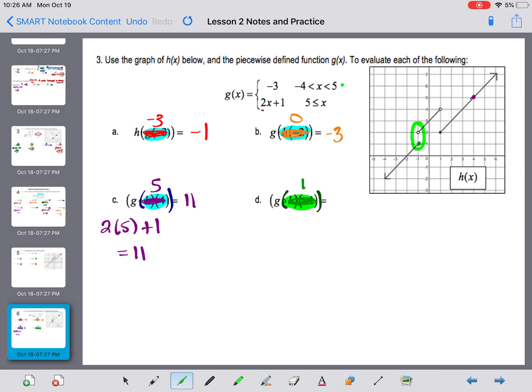So now we're going to evaluate g of 1. Which again, we're going to use this top function. 1 is in between negative 4 and 5. Again, this function is just a constant, so it is whatever that constant is. And there you go. There's problem 3.